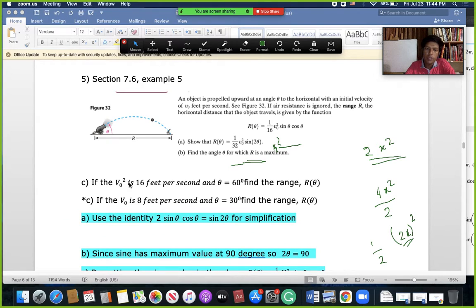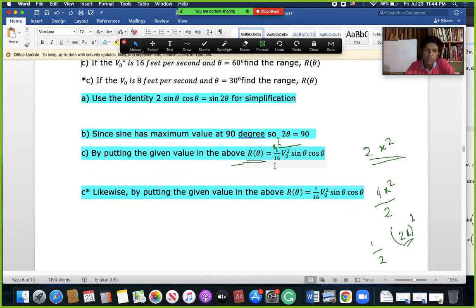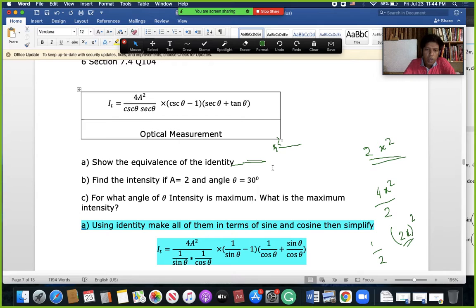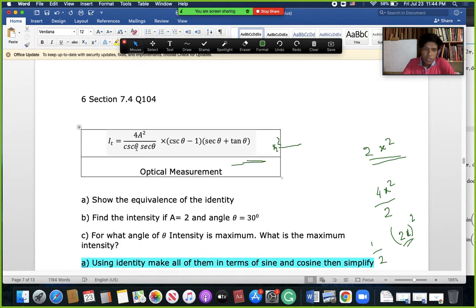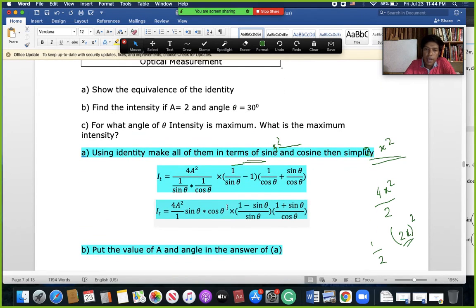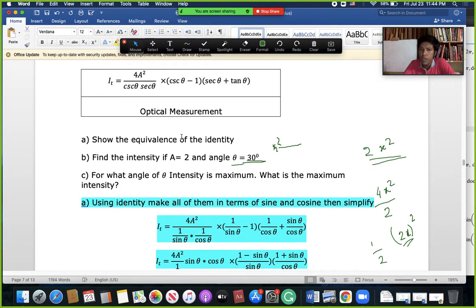Because the v square value is given, put the v square value, and theta is given, just put the value and do the calculation. The idea for this math is, this is from 7.4, question number 104, and the idea is always, for solving trigonometric identity related maths, first, if you see cosec theta, sec theta, different things, then bring everything to sin theta and cos theta for your calculation benefit.